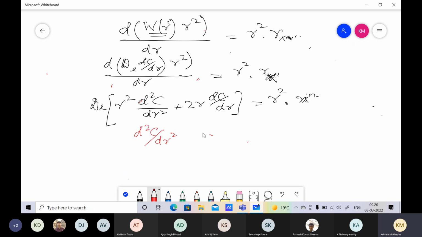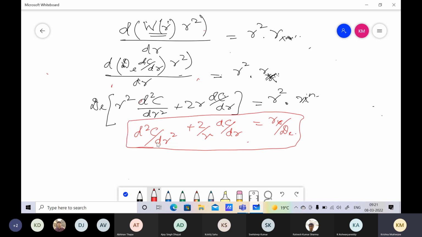This is something which you are familiar with: d2C by dR square plus 2 upon R dC by dR is equal to Rx upon D_E. This is the familiar form of the equation. This is what comes in spherical coordinates, which you are all familiar with. Which is equal to, of course, K C raised to n by D_E, into R square, of course, this part is equal to this. Okay?